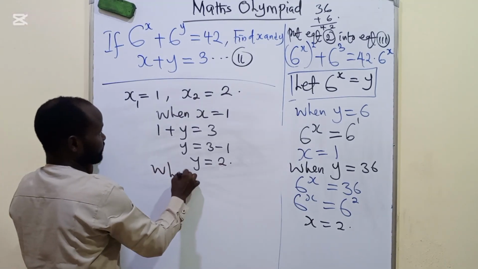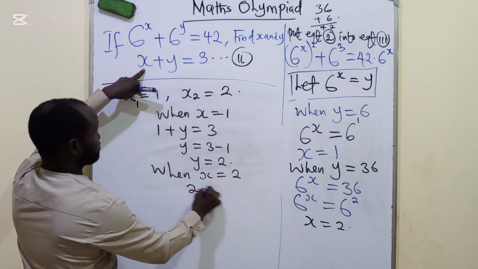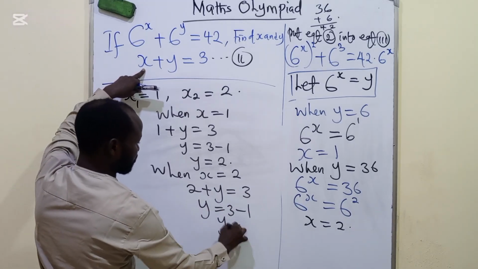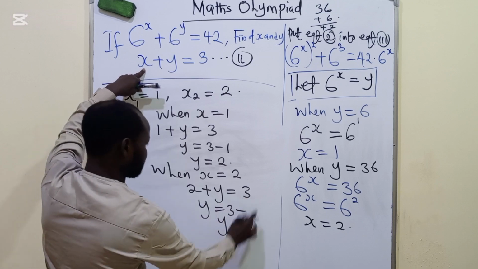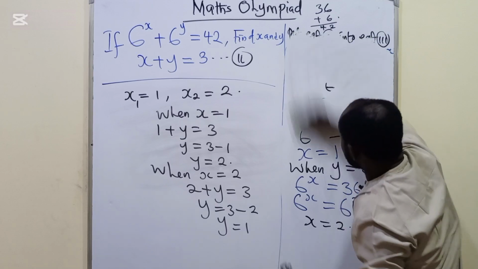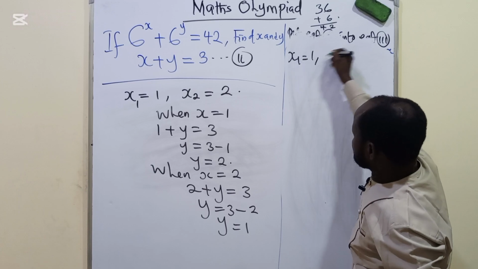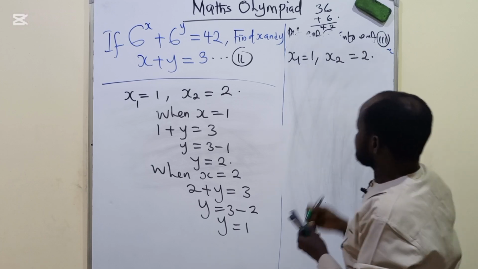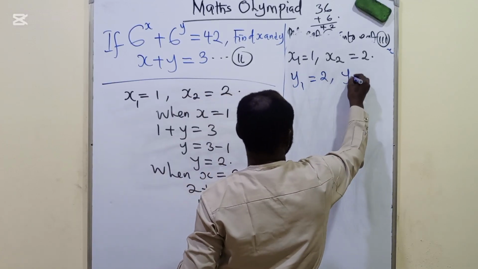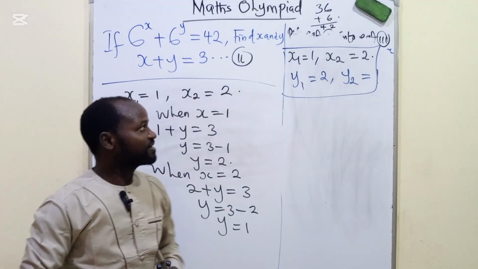Then, when x is 2, what will be the value of y? Let's substitute into equation 2 again. This will be 2 plus y equals 3. Y will be 3 minus 2, then y will be 1. So we can conclude finally that the solution to this question: x1 is 1, x2 is 2, such that y1 is 2, y2 is 1. So this will be the solution. These are the possible values of x and y.